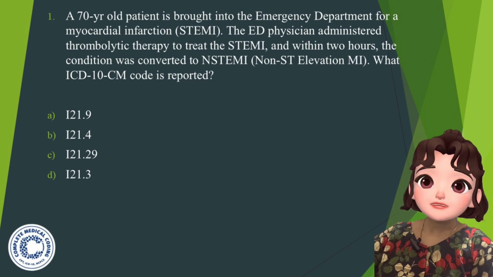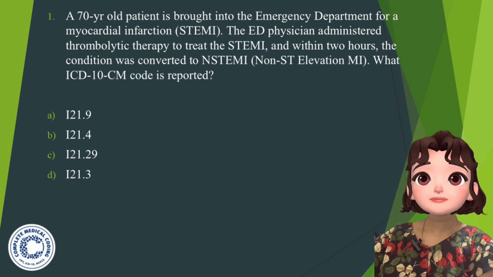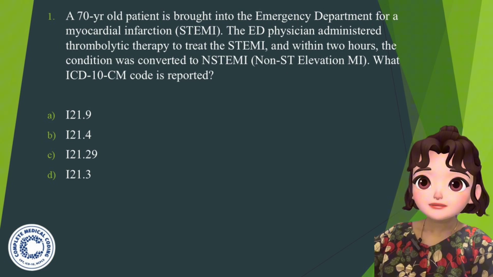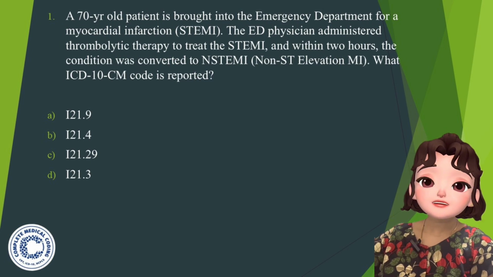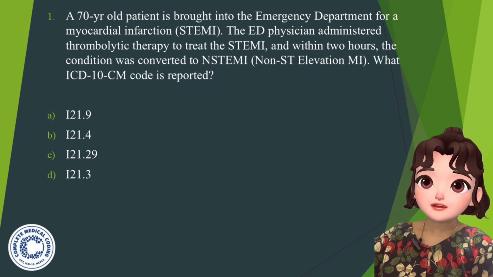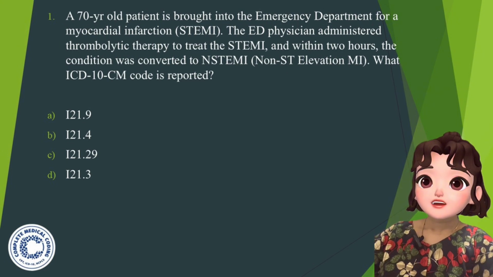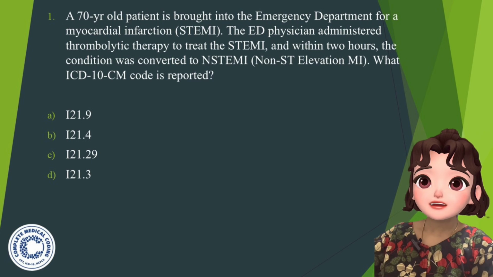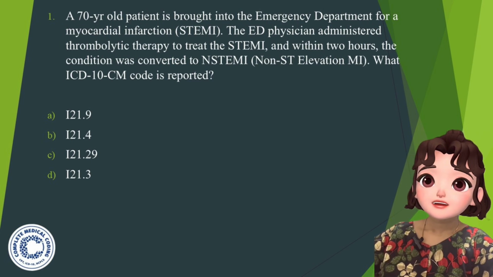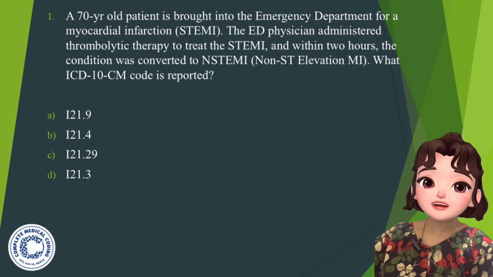Okay, what is the first code? First option, I21.9. Open the ICD code book and go to I21.9, which represents acute myocardial infarction. It doesn't mention any STEMI or non-STEMI. So this is just acute myocardial infarction. Let's see what the second one is. I21.4 is NSTEMI myocardial infarction. Just NSTEMI is mentioned. Non-ST elevation myocardial infarction.